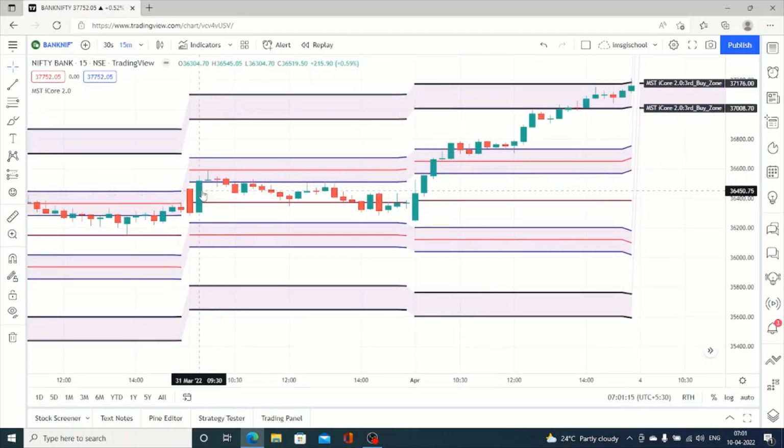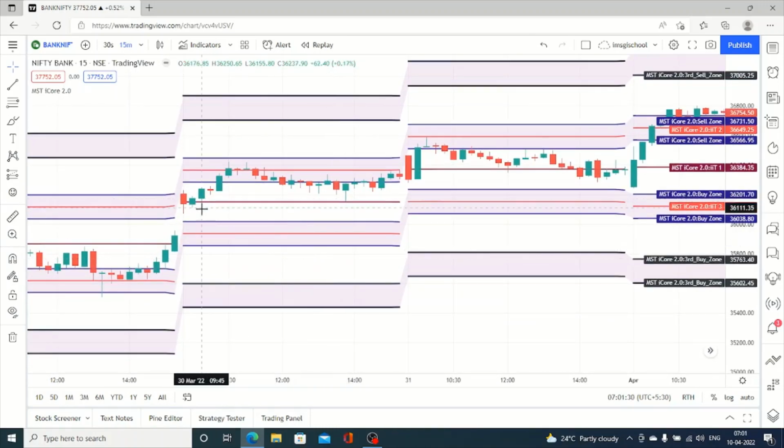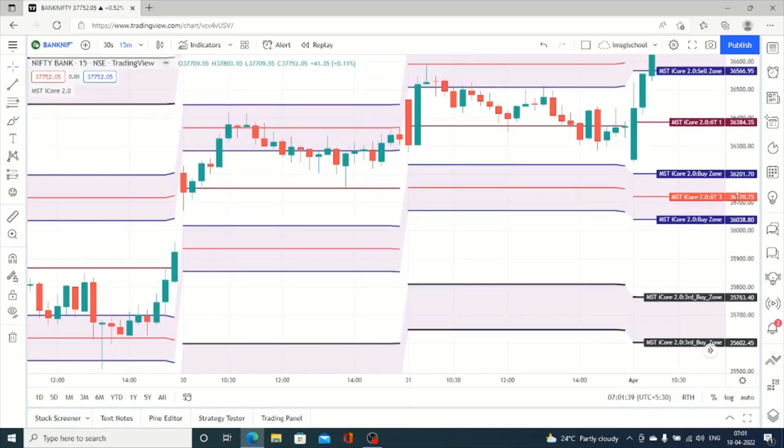And see here, sell activated, targets hit. The market was very ranging, but we got the entry, we got the profit. How many times did we get the entry? Here we got the entry, again we got the entry, again, and here also we got the entry, here also. And today, on 30th March also, we got the entry, SL was safe, and we got half of the profit. That is 1:1 profit.